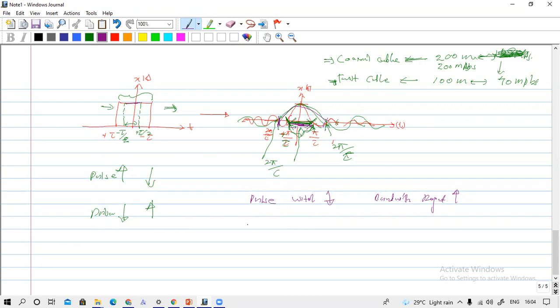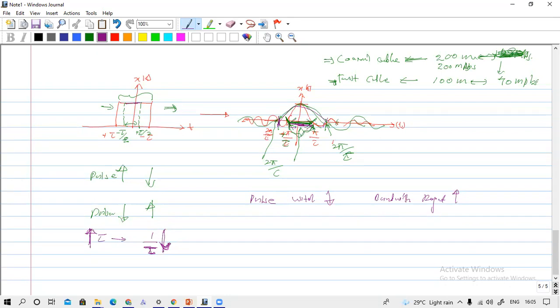So what does pulse width mean for data rate? If the pulse width is tau, the pulse rate is 1 by tau. A pulse is data, one pulse represents one data, 0 or 1. So if you choose a big pulse width, you will have a low data rate.